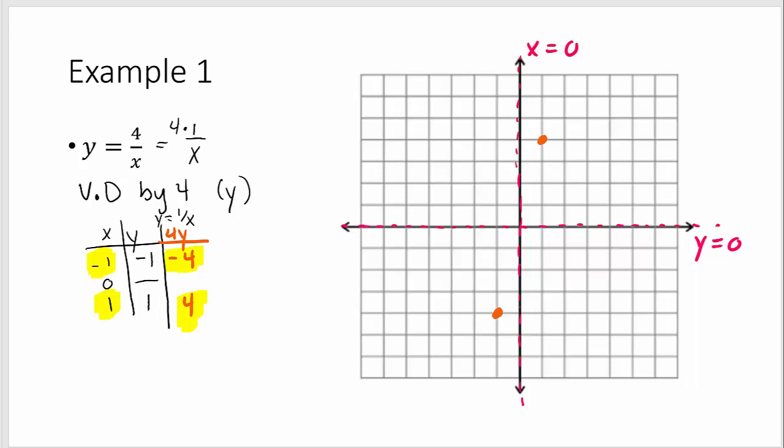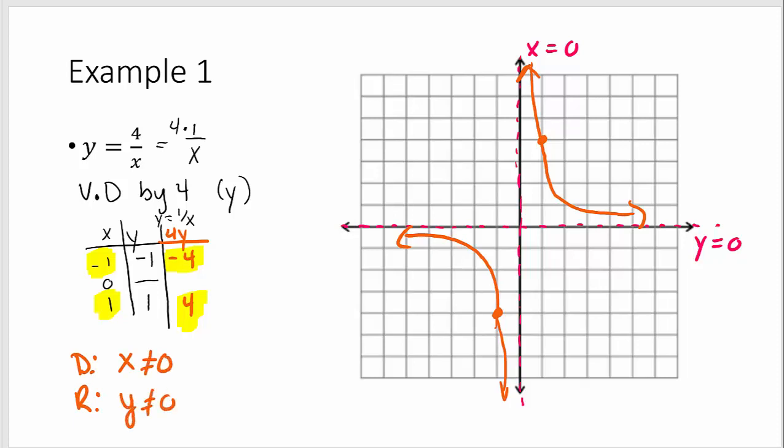And then we're just going to do the general shape of the rational function. It's not perfect. It's going to follow the lines of the asymptotes. Let's finish it off by writing domain and range. So our domain is x cannot equal 0, and our range is y cannot equal 0.